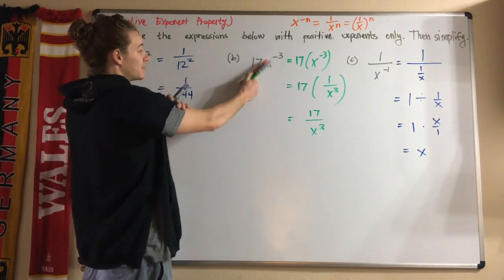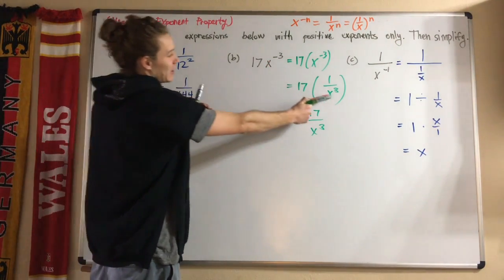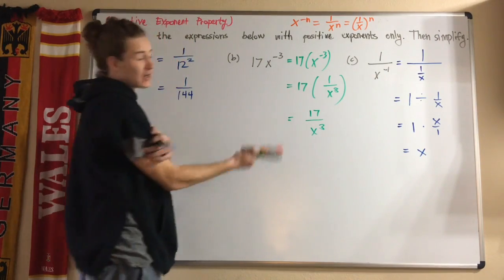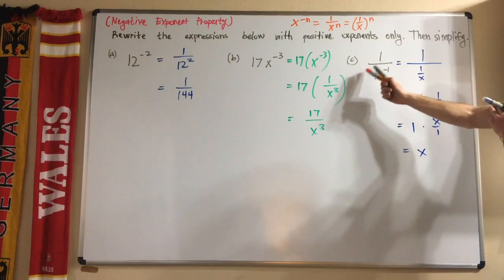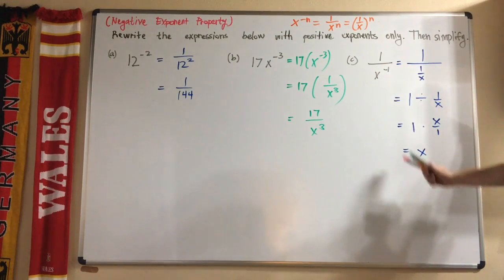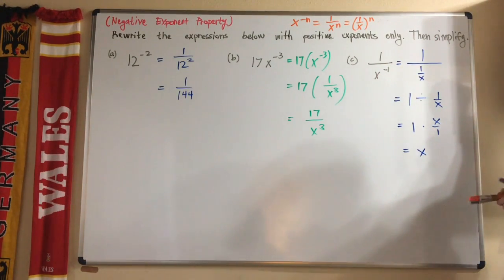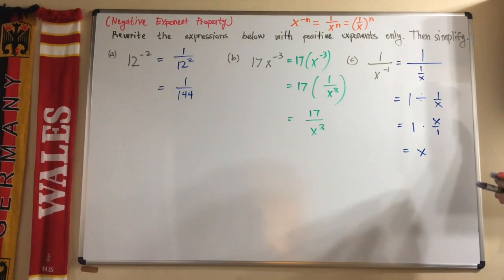Similarly, we had x to the negative 3 in the numerator in part B, and it ended with an x cubed in the denominator. Part C, we have the opposite, where we started with a negative exponent in the denominator, and that negative exponent will end in the numerator. Just a little pattern to notice as you do these things.